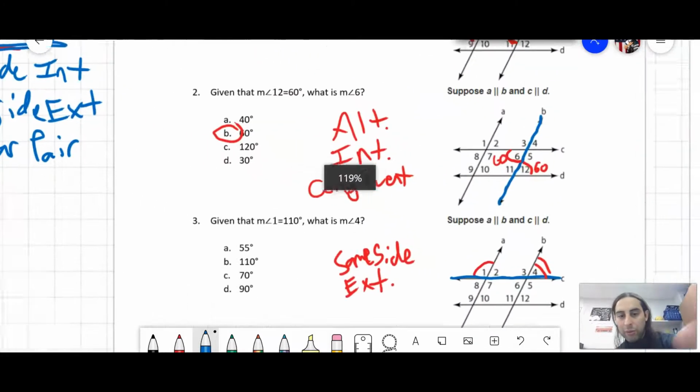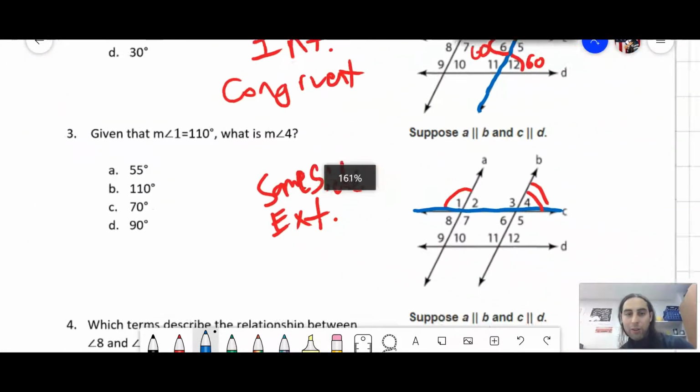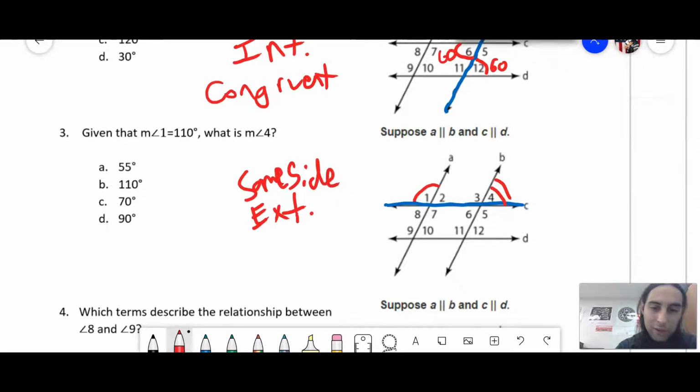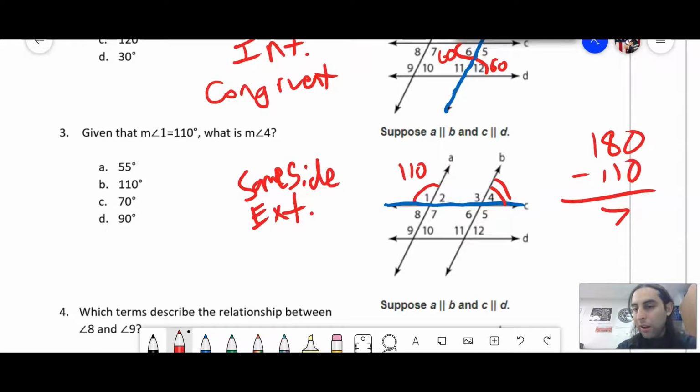Okay, so to figure out number 3, I'm going to take what I know. Angle 1 is 110 degrees. I'm going to do 180 minus 110 degrees. I'm going to get 70 degrees. Angle 4 is 70 degrees.